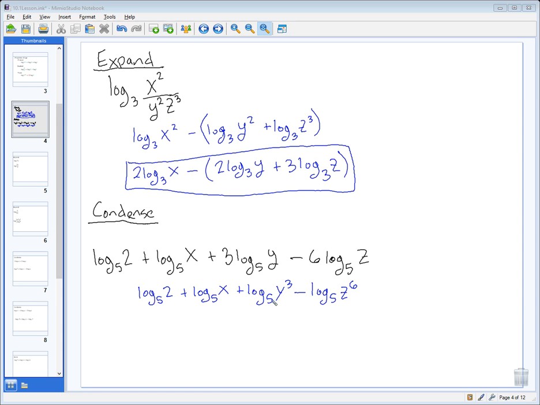Now I can use my product rule to combine the pluses and my quotient rule to combine the minus. So I would have log base 5 of 2 times x times y cubed. Those are all on the top because they're multiplying together. And then I'm subtracting this, meaning divided by z to the 6th. Now my expression has been completely condensed.